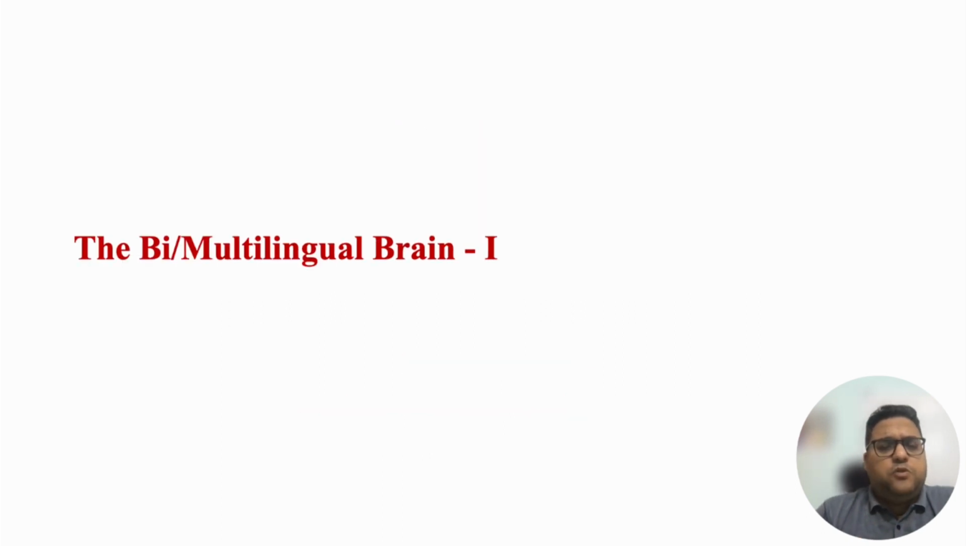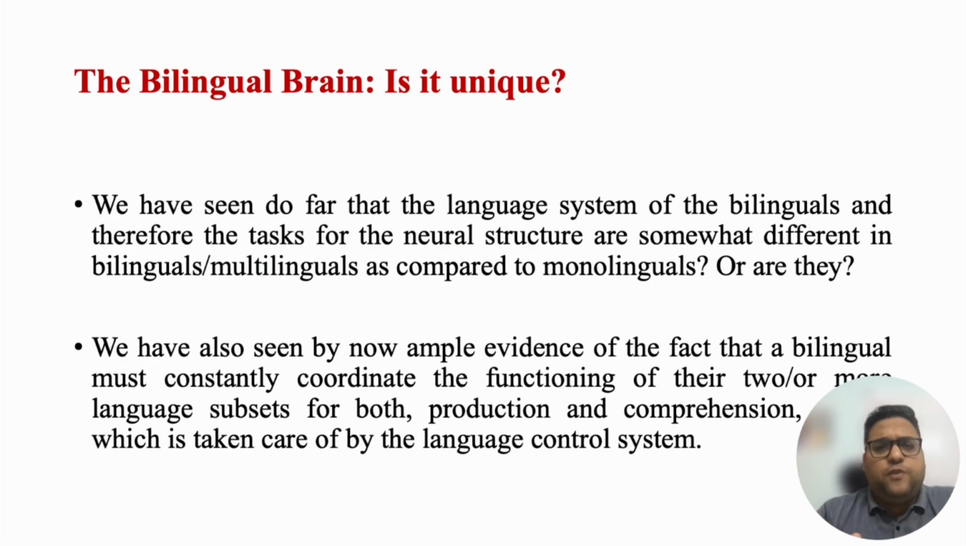In this week, I will talk to you about the bilingual or the multilingual brain. We have seen so far that the language system of bilinguals is slightly different from that of monolinguals, and the question that can be asked here is whether the tasks that the bilinguals have to handle, such as acquisition of language, production and comprehension, and also control of the languages in bilinguals and multilinguals, are handled by the same neural structures. Are the neural structures the same for monolinguals and bilingual individuals, or are they different neural structures?